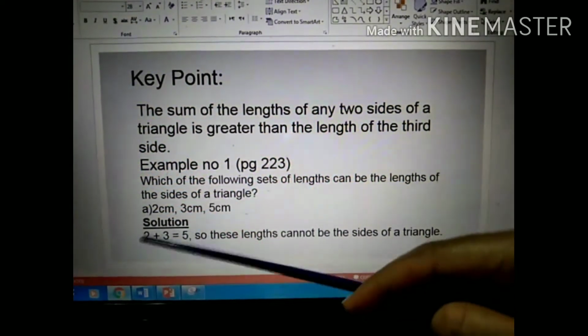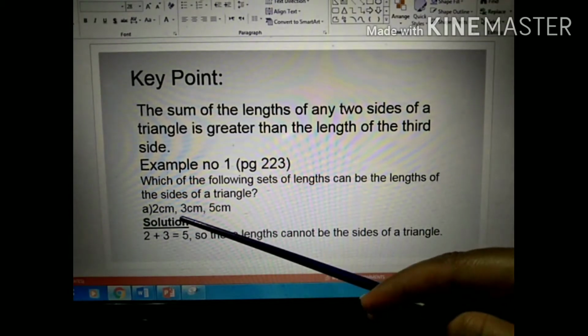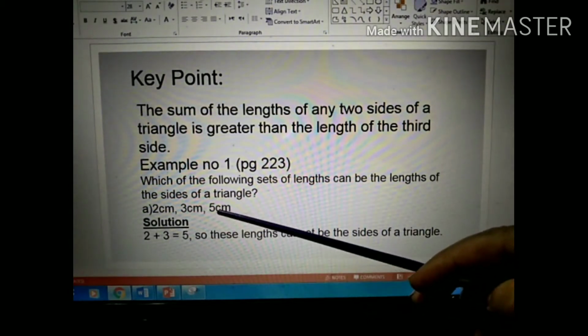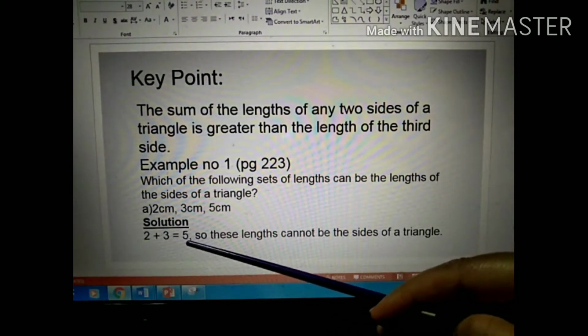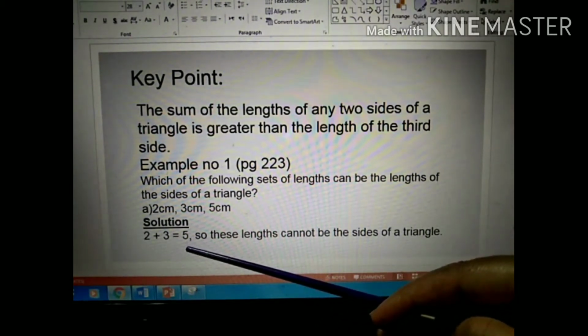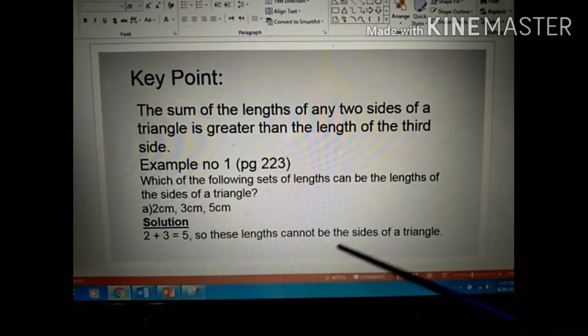So let's check it. If we add 2 and 3, their sum must be greater than the third side. But here 2 plus 3 is equal to the third side. So according to this key point, these lengths cannot be the sides of a triangle. Okay.